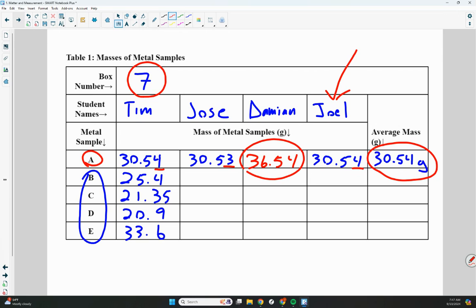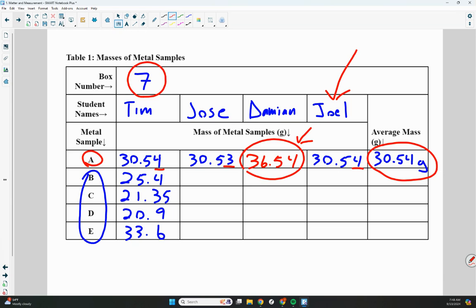Over here on the left, we've got our metal samples. There's 5 of them, and they're labeled A, B, C, D, and E. Let me know if the labels are not clear on those pieces of metal. So we begin, each of us is going to put piece of metal A on the balance and determine the mass. In this case, we all had 30.54 or 30.53, which is a reasonable amount of error, except for Damien. He was quite a ways off.